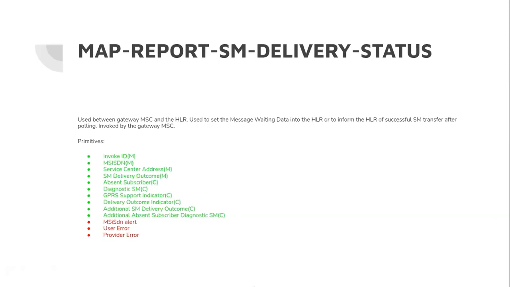Now, once a message is sent and it's delivered, you get what is called a delivery status. So let's look at report SM delivery status. So what are the primitives? The invoke ID, the MSISDN, the service center address, the delivery outcome, the absent subscriber. We discussed all these primitives. The diagnostic SM, the GPRS support indicator, the delivery outcome indicator, the additional SM delivery outcome, and finally, for the request, additional absent subscriber diagnostic SM. So part of the response includes MSISDN alert, the user error, and the provider error.